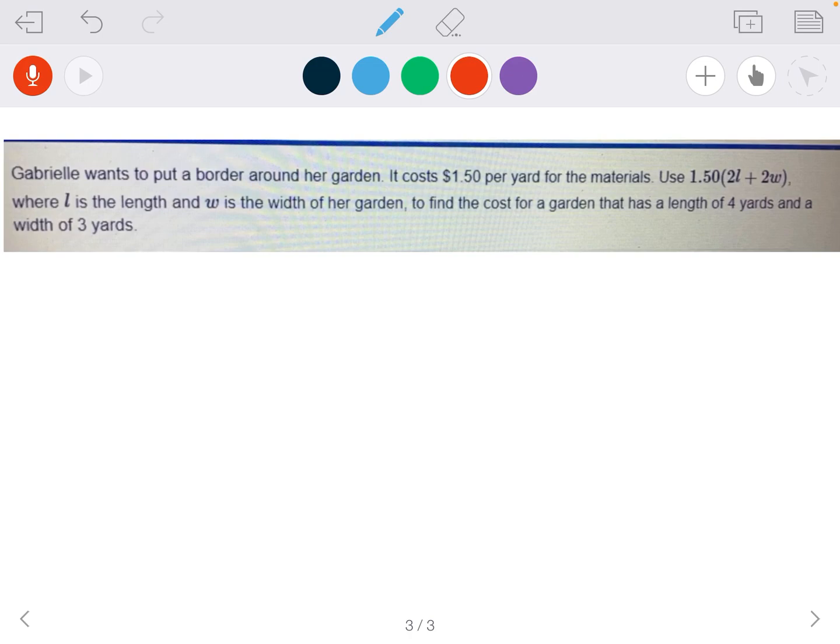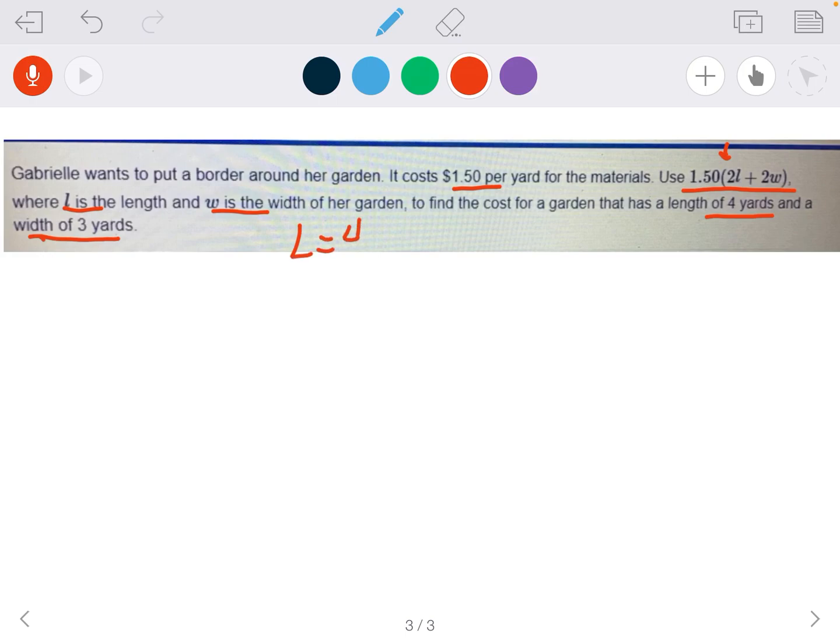So let's see what this one says. Gabrielle wants to put a border around her garden. It costs $1.50 per yard for the materials. Use, now they're giving me a formula again, 1.50 times the quantity, that's what the parentheses is, 2L plus 2W. Don't get freaked out by how big it is. It's really easy. I'll show you how to do it. Where L is the length, W is the width of her garden, to find the cost of the garden that has a length of 4 yards and a width of 3 yards.